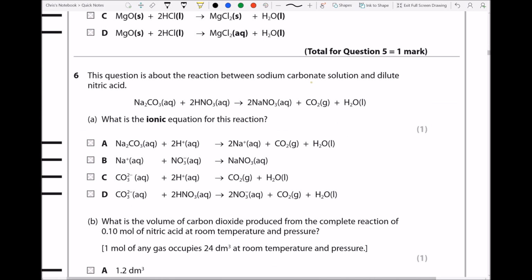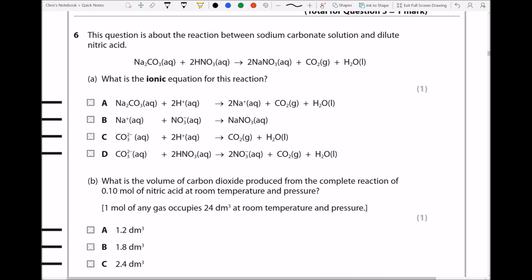Okay, question 6. This question is about the reaction between sodium carbonate solution and dilute nitric acid. So you see we've got the equation here.